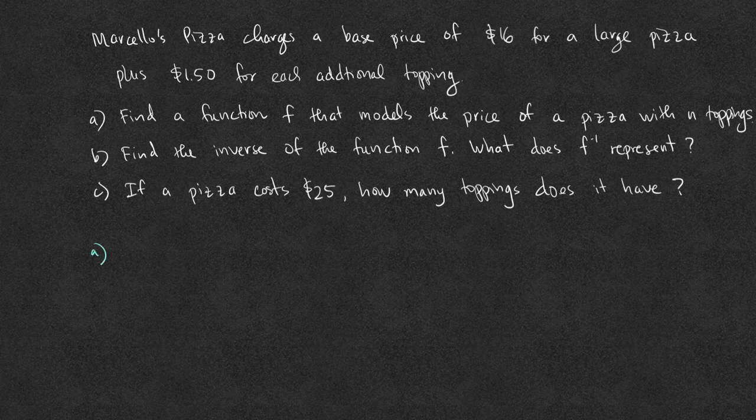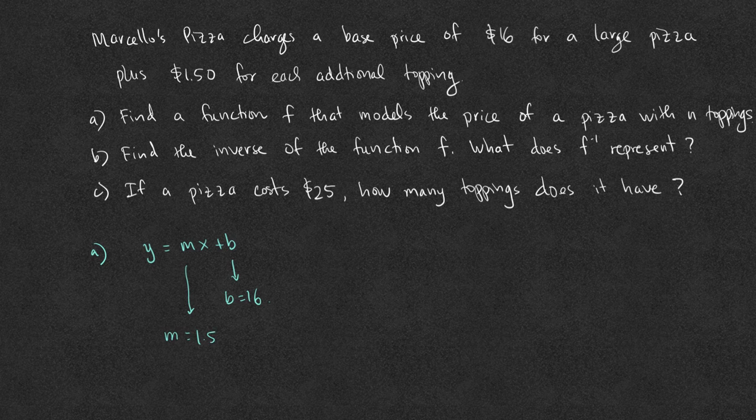For part A, since the variable rate, or the rate per topping, is constant, we're looking for a linear equation with the initial value of $16. Specifically, we're looking for y equals mx plus b, where b is the initial value or the initial cost, in this case 16. With zero toppings, the cost of the pizza is $16. And then m is the rate per topping, that is the additional charge per topping, and so m equals 1.5.